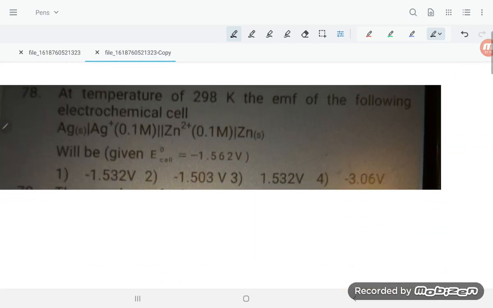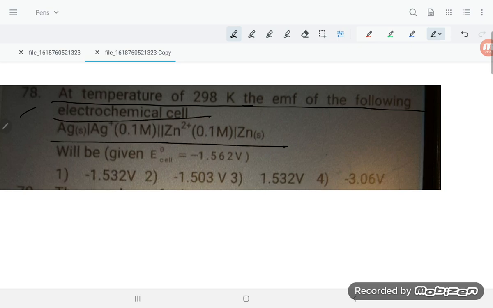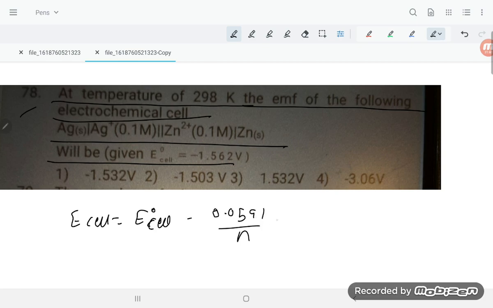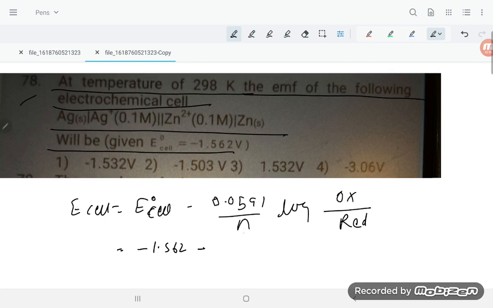Now let us move to the next problem. 75. At the temperature of 290 Kelvin, the EMF of the following electrochemical cell is given. E naught cell is also given, and they are asking for E cell. E cell equals E naught cell minus 0.0591 upon n log of oxidation upon reduction. E naught cell they have already given, so why get confused? Put the value minus 1.562.